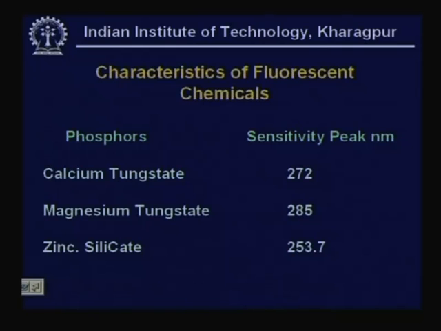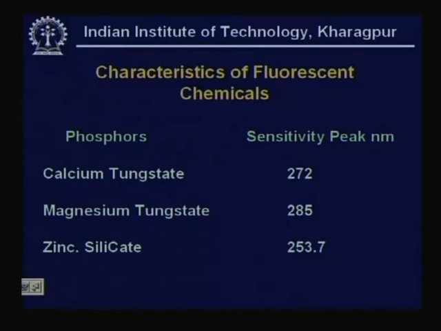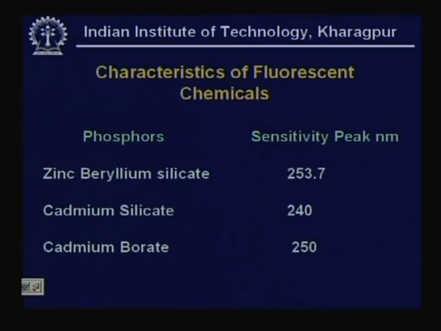Then the next issue which comes is what is its peak sensitivity. We saw in that figure, the response curve, that there is a certain wavelength at which there is a peak response or the fluorescence is a maximum. Calcium tungstate is known to have a peak around 272 nanometers, whereas magnesium tungstate is around 285 and zinc silicate around 253.7, and zinc beryllium silicate around 253.7, cadmium silicate around 240 and cadmium borate around 250.